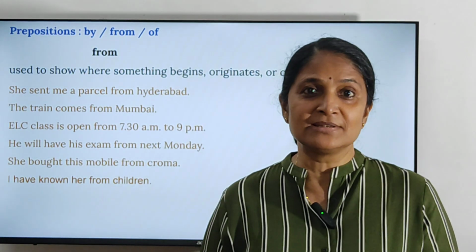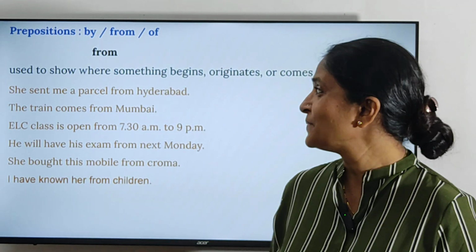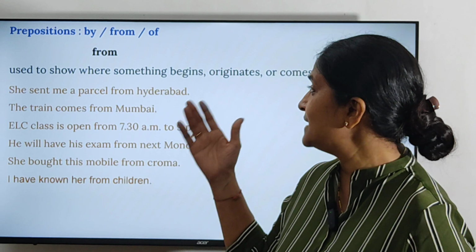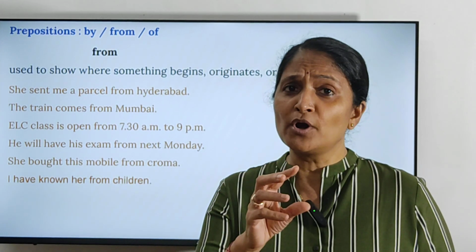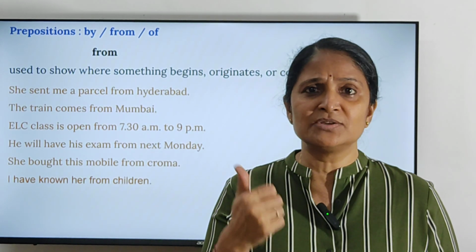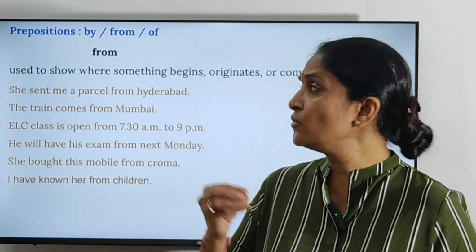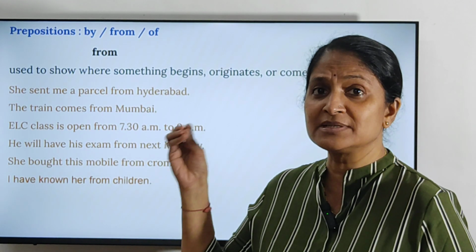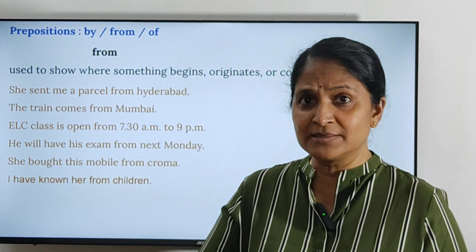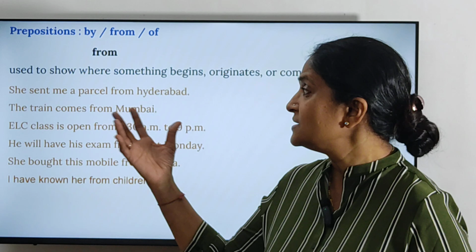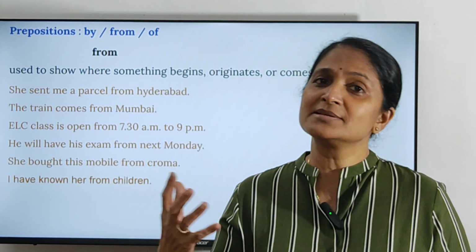So now last one which is left is from. Now let's talk about preposition from. Yes, so from is used to show where something begins, originates or comes out of. So it shows the starting point, starting place. See, it can be place, person, thing, anything, right? जहां से शुरुआत होती है. For that you use from, starting point, right? You get something from somebody, you get something from the place, thing. Let's see examples. She sent me a parcel from Hyderabad. उसने मुझे पार्सल हैदराबाद से भेजा.